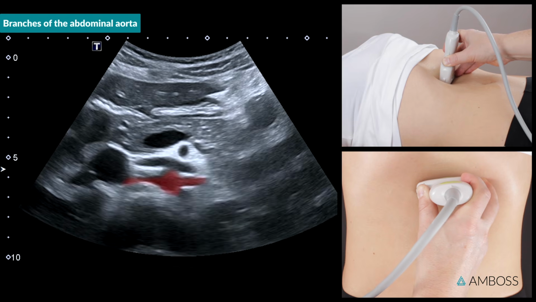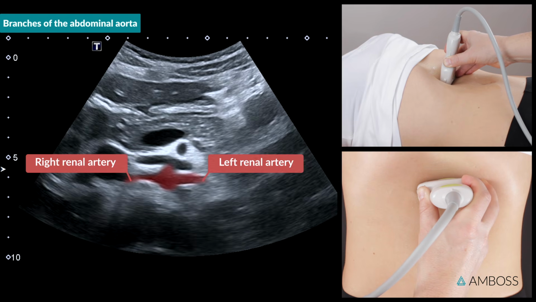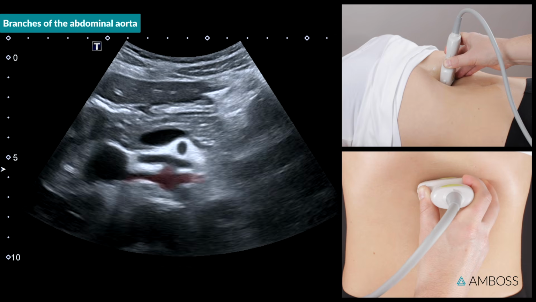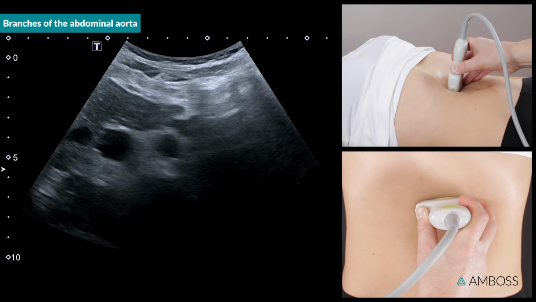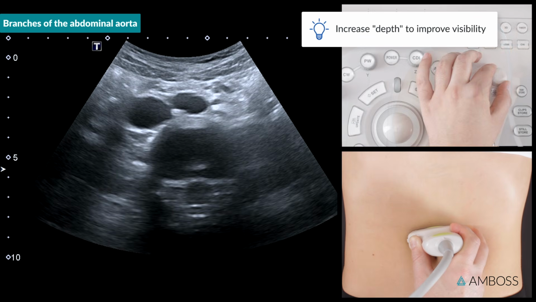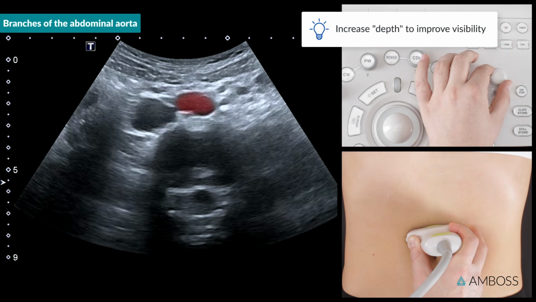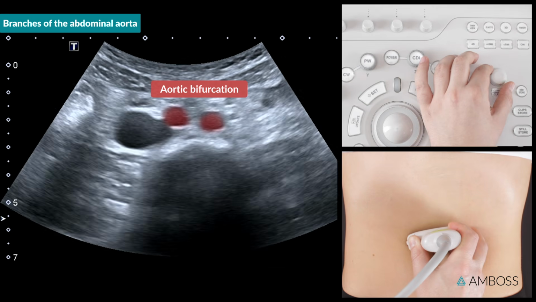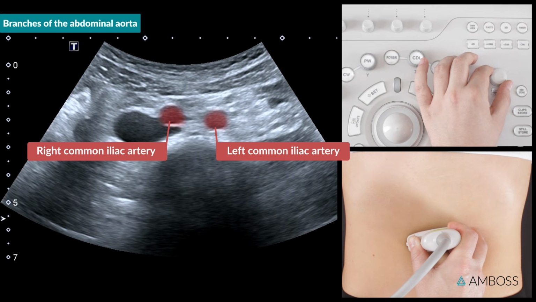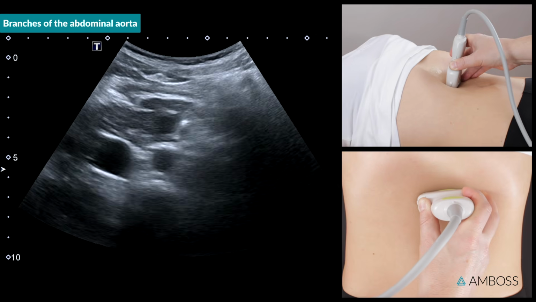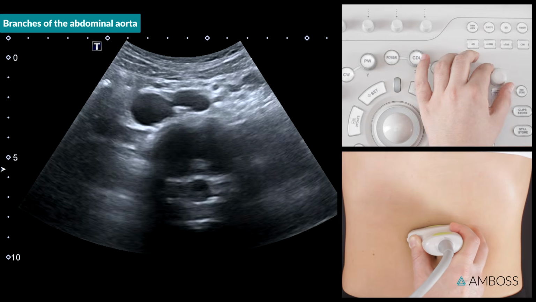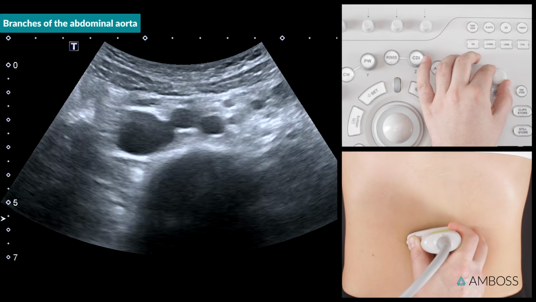Next, the left and right renal arteries can be seen branching from the aorta. Finally, roughly at the level of the umbilicus, the aorta bifurcates into the left and right common iliac arteries. To screen for an aneurysm, you need to visualize the abdominal aorta from the hiatus all the way down to the bifurcation.